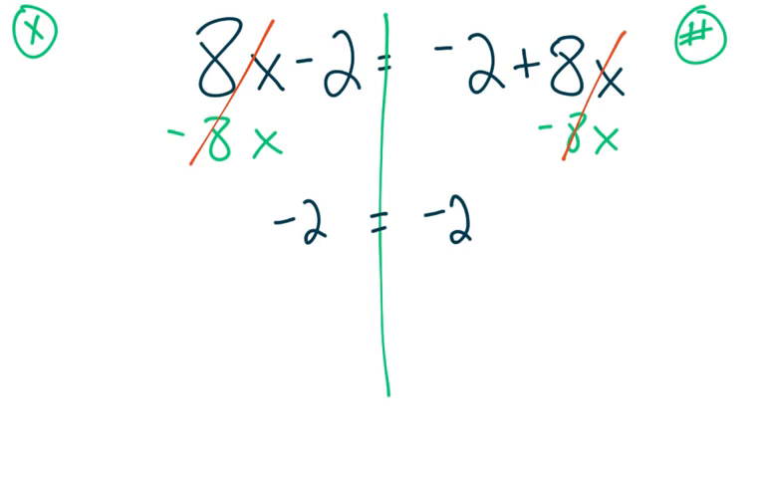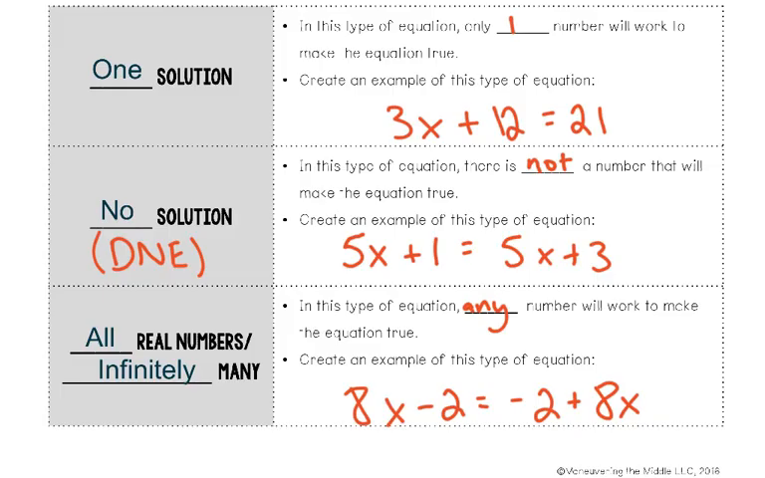That means that I could have put anything in for x and this would have been true. So when you get to the end of your problem and it says like this number equals this number, that means that there's infinitely many solutions. I could have put in anything for x. You could put infinitely many solutions or all real numbers and you would have been correct.